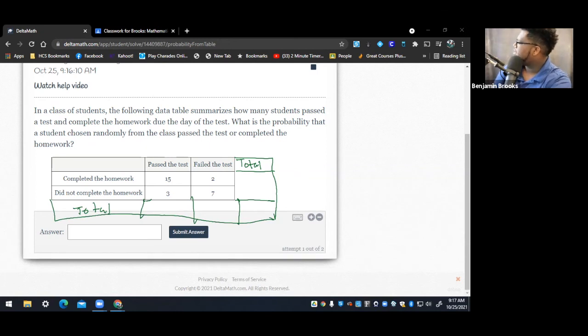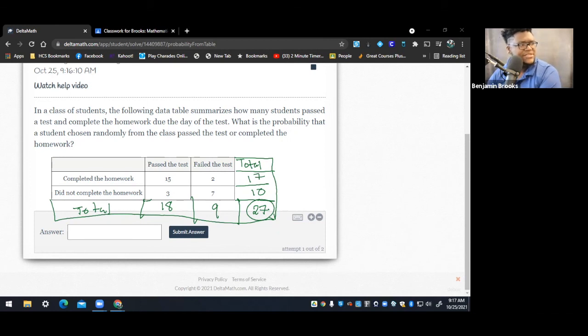So what we can see is the total amount of students that completed the homework would be 17 in this case, right? And those that did not complete the homework would be 10. Total students that passed the test would be 18. The total amount of students that failed the test would be 9. Notice that both 17 plus 10 and 18 plus 9 are 27, so this number should come out to be the same for both.